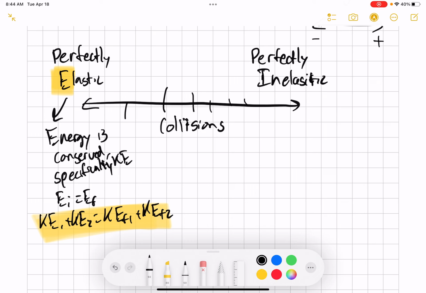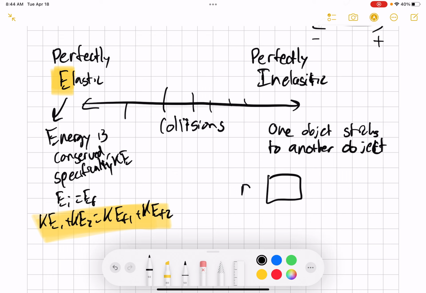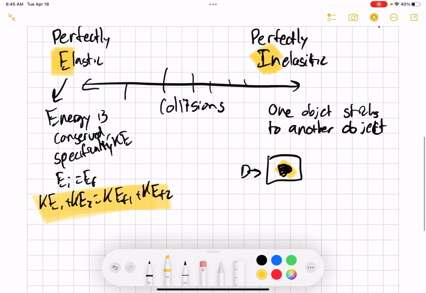Okay, then on the opposite side of the spectrum, we have perfectly inelastic. So this is where one object sticks to another object. The way I think of it is I maybe have a block, and then I have this bullet heading towards this block, and then the bullet ends up inside the block. So we have this bullet inside the block, and I think, okay, that's inside the block, and that's inelastic. So inside. That's the way I remember it.